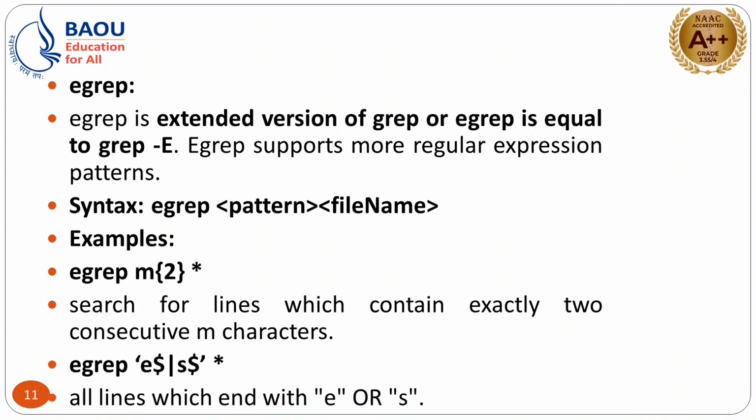Here the asterisk represents multiple files. If you do not want to use the asterisk, you can mention specific files also. Then again it is self-explanatory: E, then dollar, pipe, S, then dollar. As you are already aware, if you want to search for a line that ends with a specific character, you use the dollar sign. So here E and S. If you want to search from a file those lines which end with E or those that end with S, in that case you use this command, right.